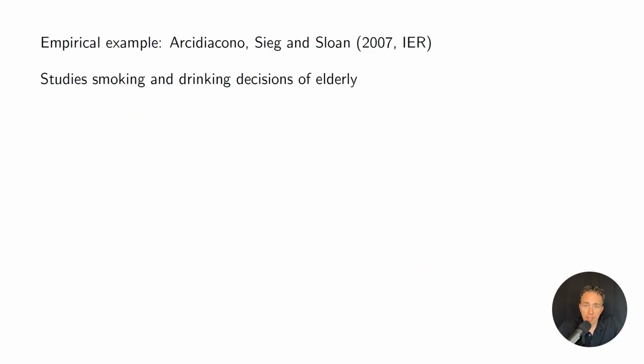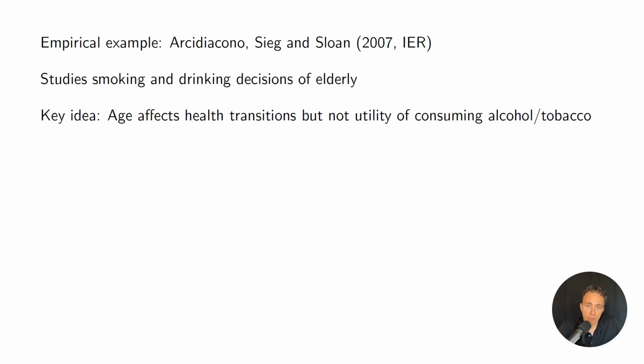and Frank Sloan. And in this paper, they're looking at elderly people and their decisions to smoke or consume alcohol. And the thinking here is that why do elderly people consume these types of substances if they're damaging to their health and they're near the end of their life? And what they come up with is using age as this additional variable that can separately identify the discount factor.